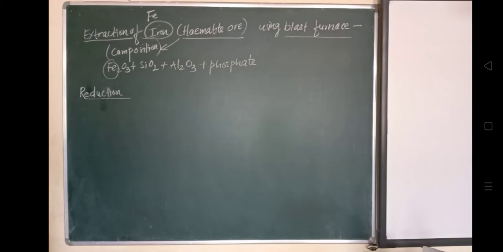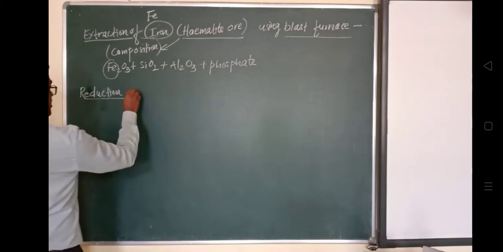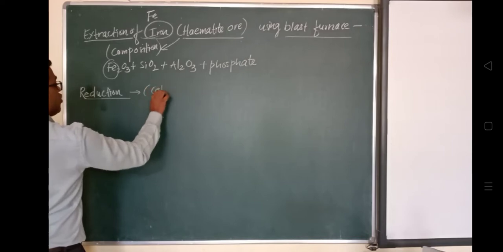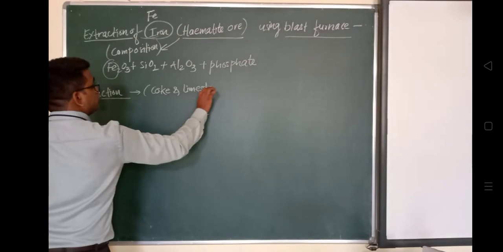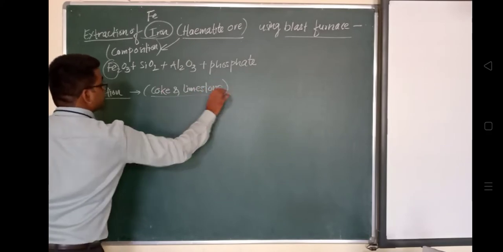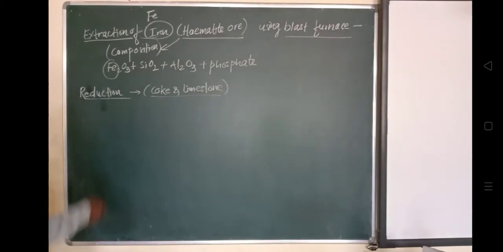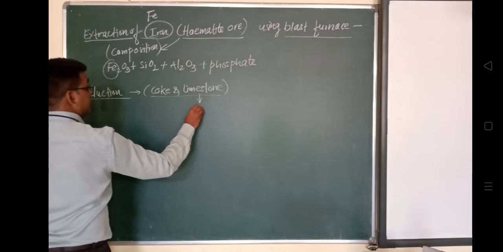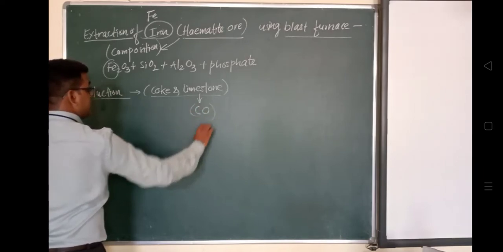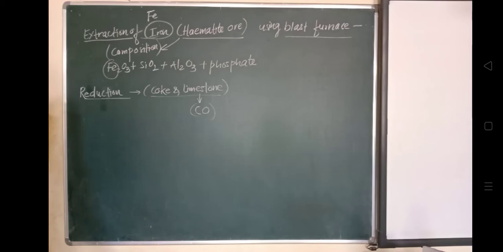So reduction using coke and limestone. Reduction is done by using coke and limestone. कोक और लाइमस्टोन यूज करके हम लोग रिड्यूस करेंगे और we will obtain separately iron. So carbon in the limestone is reduced to carbon monoxide. Here the carbon will get reduced to carbon monoxide. And together they reduce Fe2O3 to metallic iron.